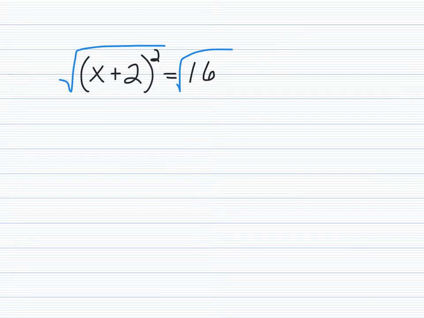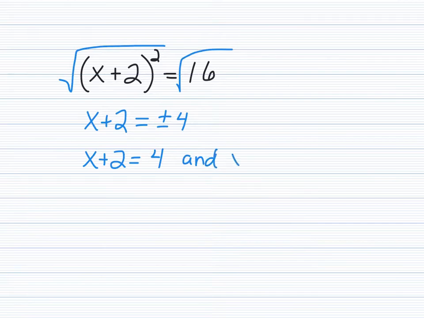Okay, so when we do take the square root, remember there's two answers. So this x plus 2 quantity equals, well, the square root of 16, that's plus and minus 4. So it's kind of like when we saw those quadratic equation problems. We have x plus 2 equals 4 and x plus 2 equals negative 4.